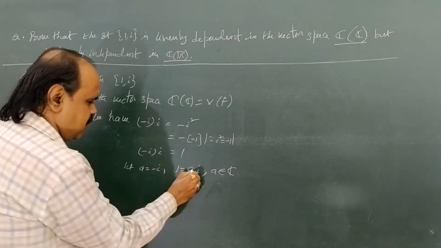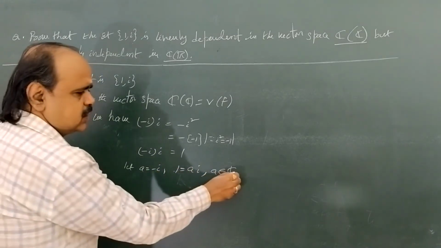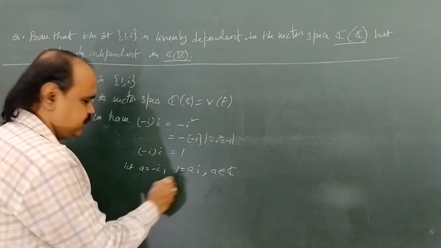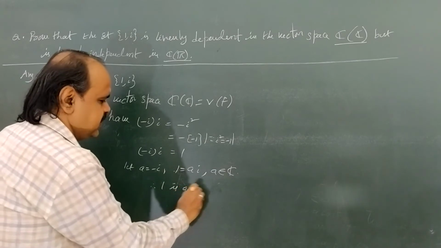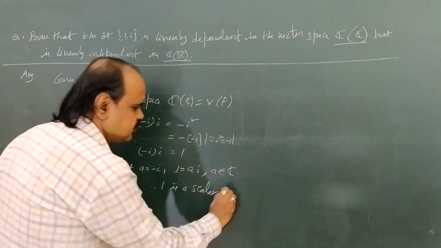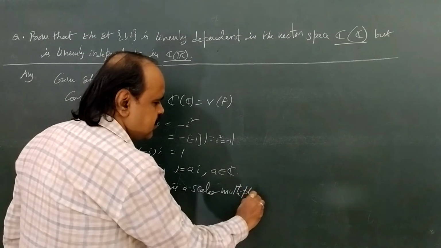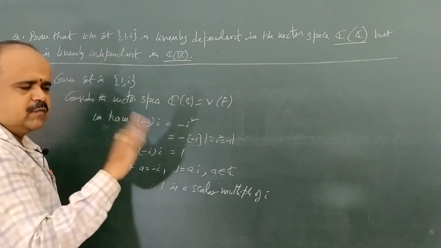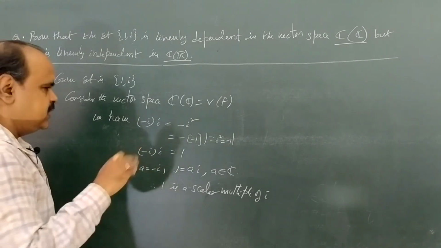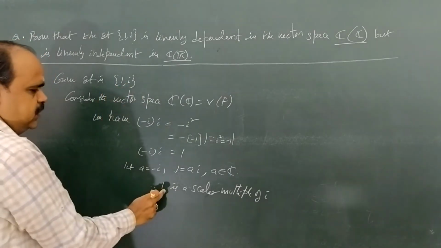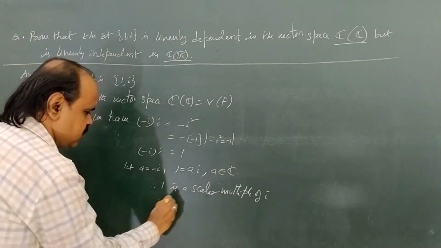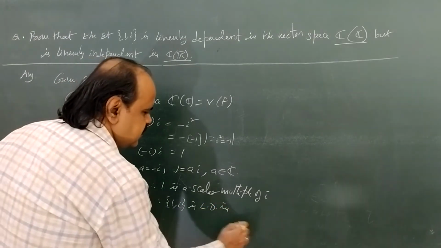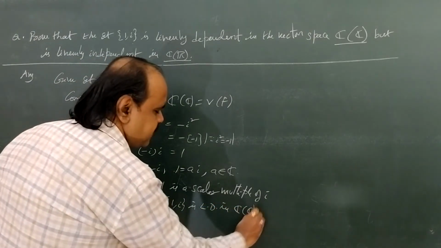So what is the value of a? Minus i. So minus i belongs to C. So here 1 is a scalar multiple of i. Among alpha comma beta, if one is a scalar multiple of the other, then alpha comma beta is LD. Here also among 1 comma i, 1 is a scalar multiple of i. Therefore the set {1, i} is LD in the vector space C of C.